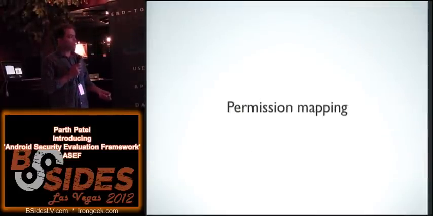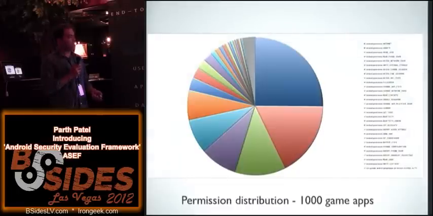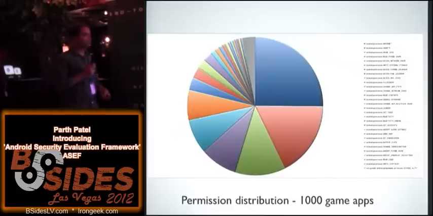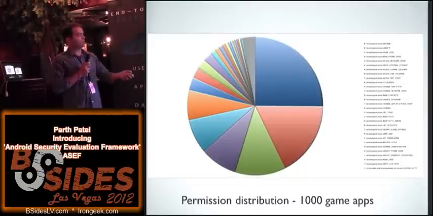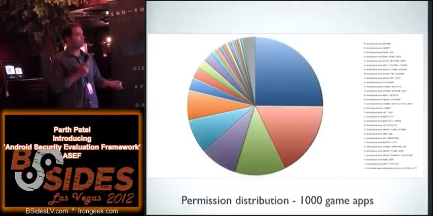I talked about the permission mapping while going over the design slides, where I was more interested in looking into what type of permissions are being used by the different categories of apps. So I took like 1,000 applications and created the permission distribution. Rather than going through every single application and finding out which permissions, I just created a set of unique permissions out of them and found out which permissions were most widely being used.